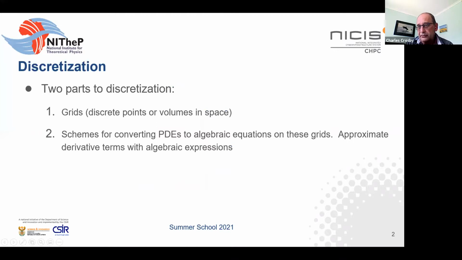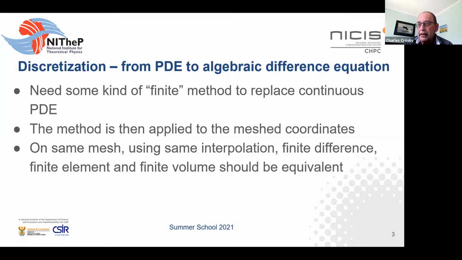So we've mentioned before, it's two parts, grids and equations. And you need some kind of finite method, be it finite difference, finite element, or finite volume, to get you from a continuous partial differential equation to an algebraic equation, which you can apply to your meshed coordinates.